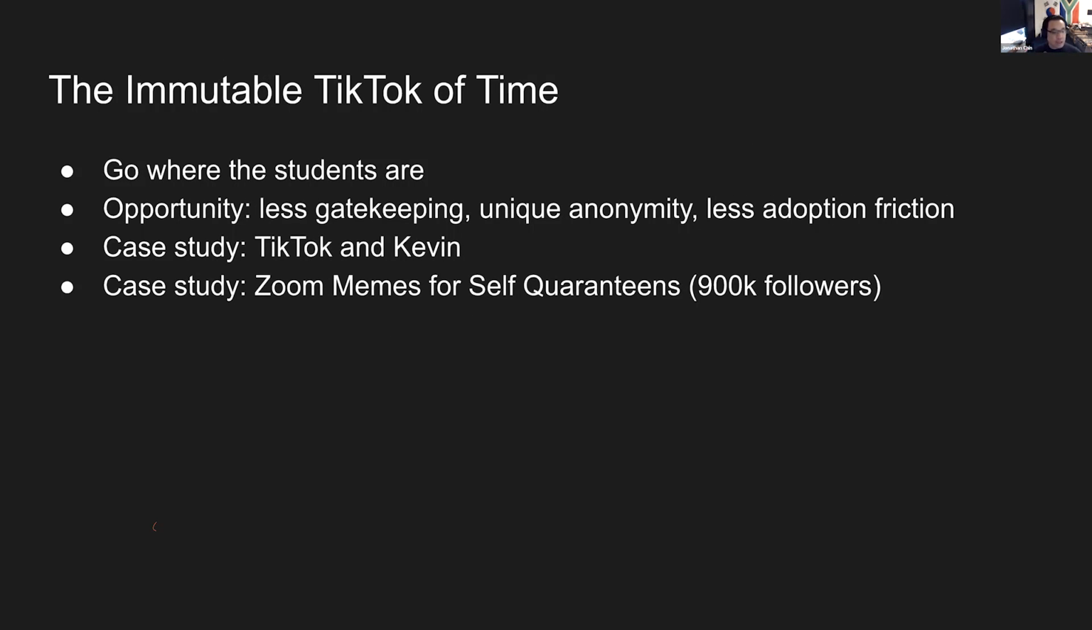Along the lines of this talk of adoption of technology, I want to talk about what the students are currently using and where they currently are. I call this the immutable TikTok of time. So technology is really weird in that it has a lot of really great, unique opportunities. The internet, in some cases, has less gatekeeping. It has a unique form of anonymity. When you join these social media platforms, of course, you have your name and your profile photo and everything, but no one really clicks on your profile. No one really checks up on you and sees who you are.